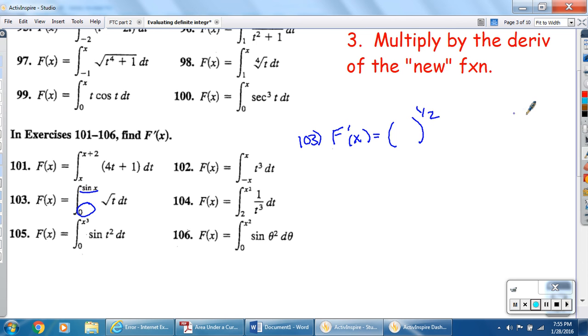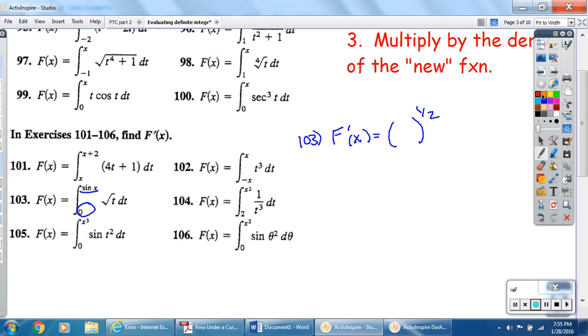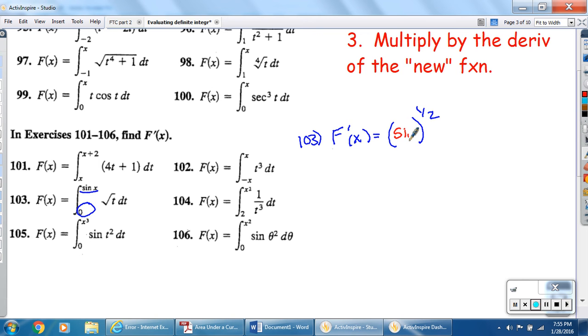Put in the new function. In this case, the new function is sine x. Alright, now this is where that chain rule becomes very important. The third step, multiply by the derivative of the new function. The derivative of sine x is cosine x.